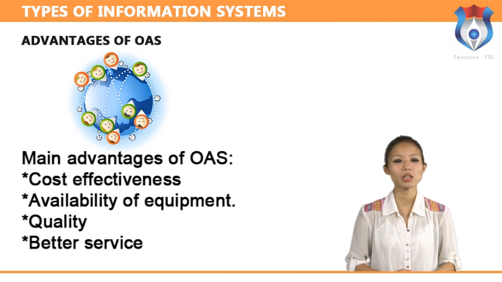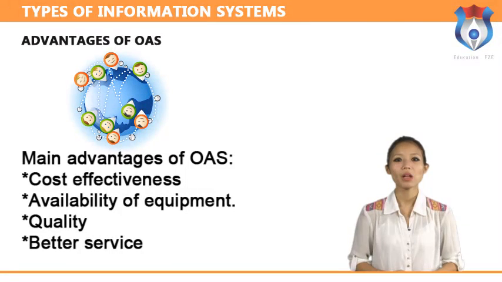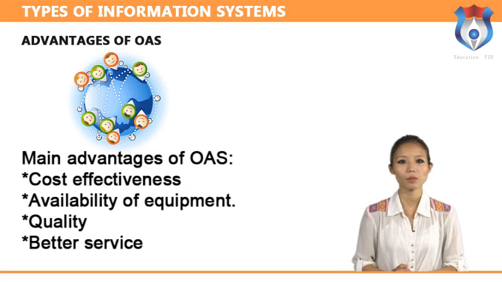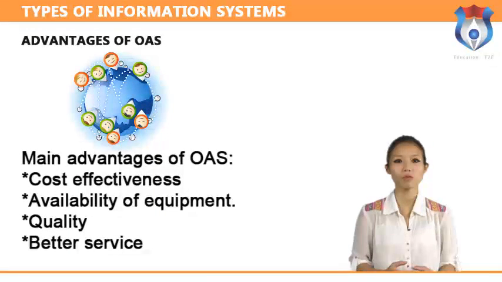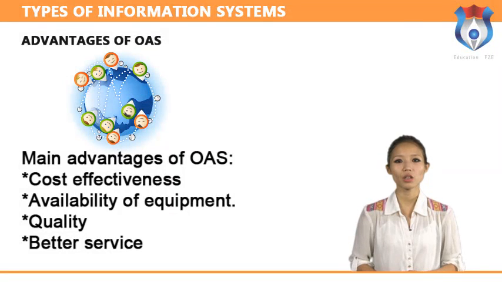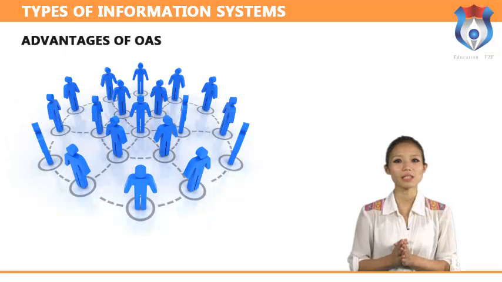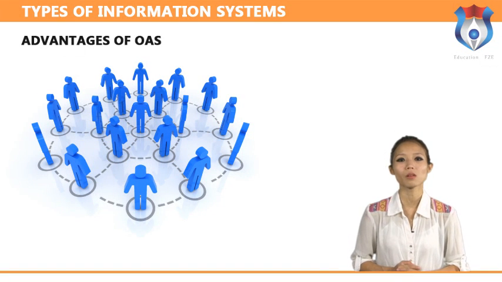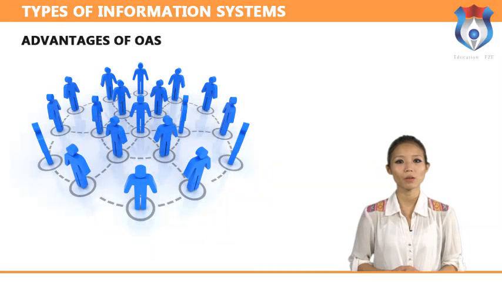Some of the main advantages of OAS are value of information and information explosion, increase in office costs and need to improve office productivity, availability of equipment and skills, better utilization of human resources, improved quality of work, efficient decision, better service for customers, increase organizational effectiveness. However, there is only one disadvantage: the training of older people who are more comfortable using the older system. They may find the new system hard to use.